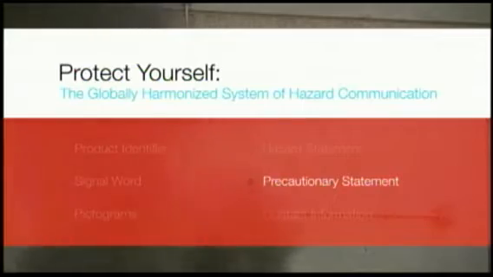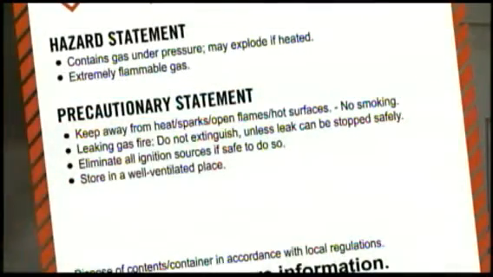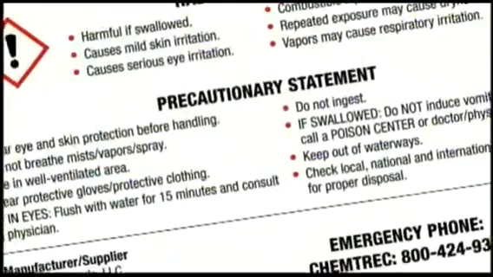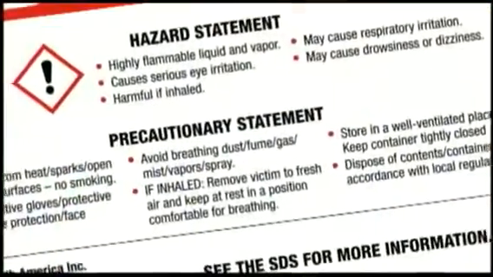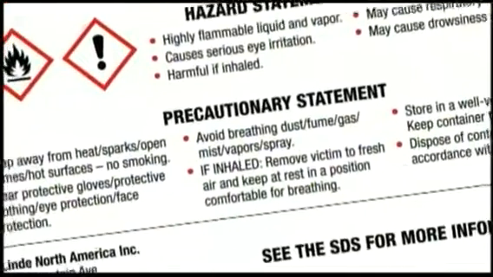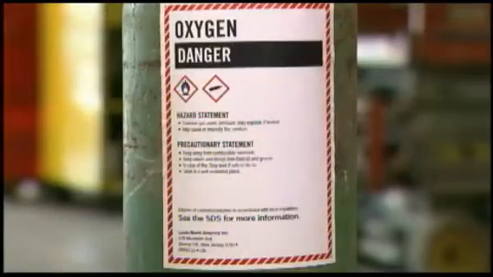The precautionary statement describes the recommended protective measures you need to take. Think of it as the precautions you need to implement to protect yourself and those who are working around you. The precautionary statement tells you how to prevent exposure to a chemical and how to store and handle a chemical safely. Here's the precautionary statement for oxygen.